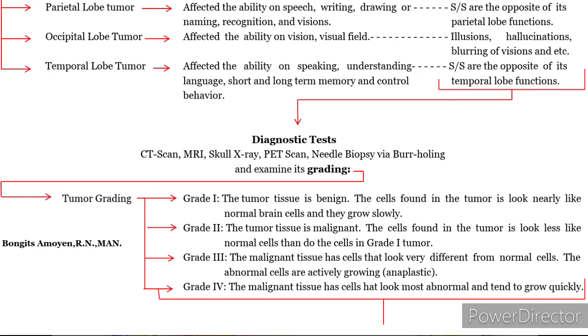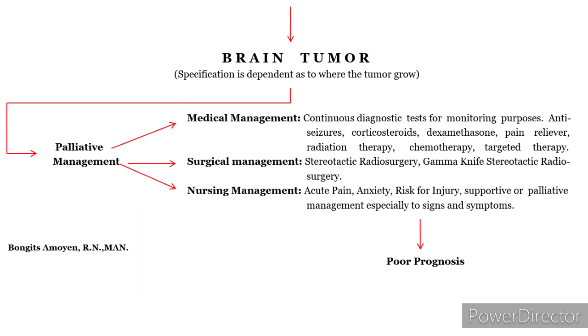Grade 3. The malignant tissue has cells that look very different from normal cells. The abnormal cells are actively growing. Grade 4. The malignant tissue has cells that look mostly abnormal and tend to grow quickly. After the diagnostic test and tumor grading is the medical diagnosis, that is brain tumor. The medical diagnosis is the main basis of what best management can be provided to the patient with brain tumor.